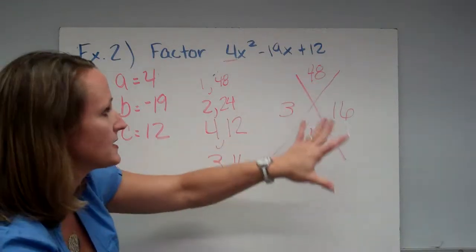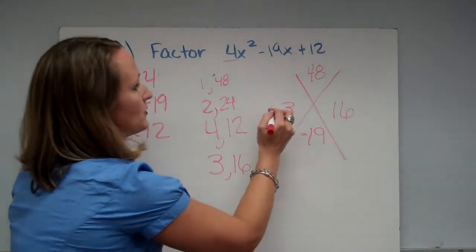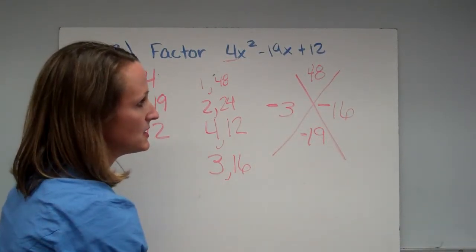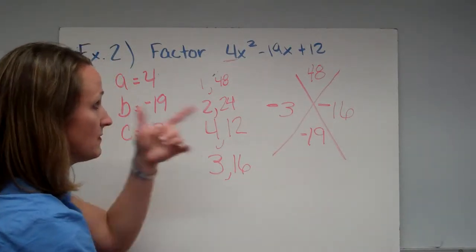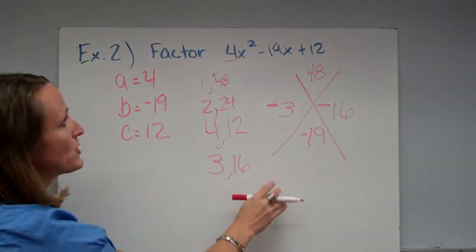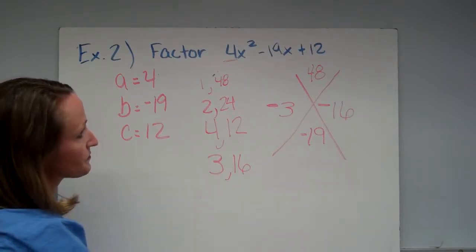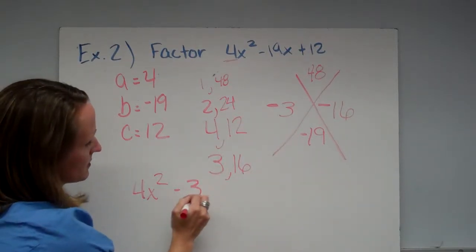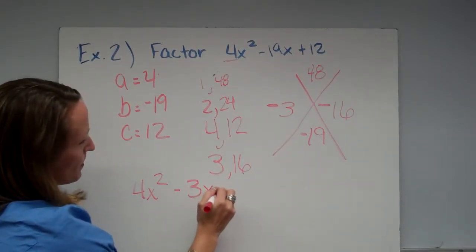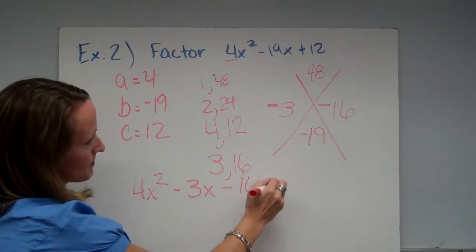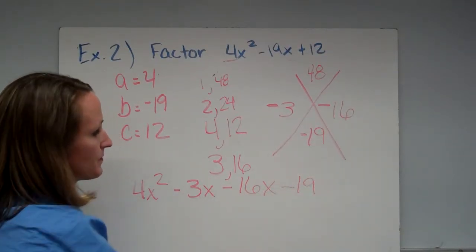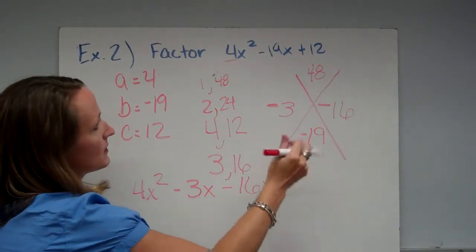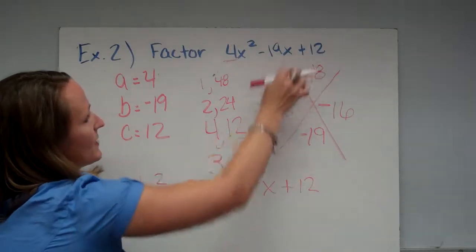Now, this is positive, but this is negative. So, both of these need to be negative, so that when we add them together, we get negative 19. But multiplying them, a negative times a negative gives you positive 48. So let's rewrite this the same way we did the last one. I'm going to keep my 4x squared minus 3x minus 16x minus 19. Okay, now once again, nope, this is wrong. Not minus 19, sorry, plus 12. I gotta go back to the original.